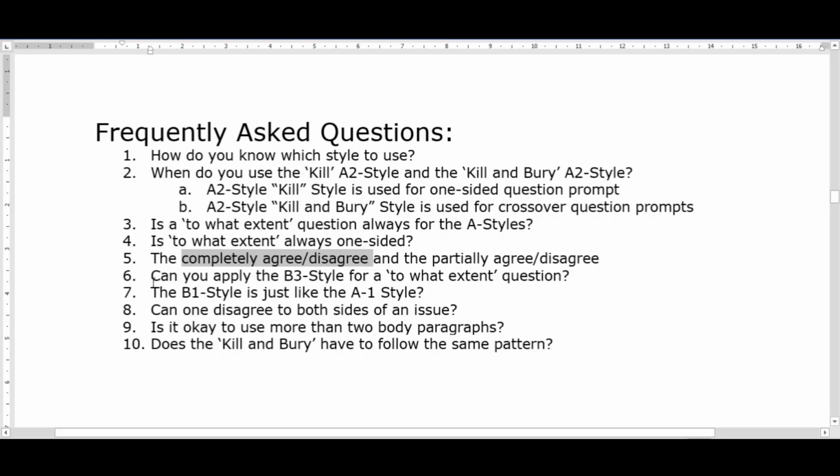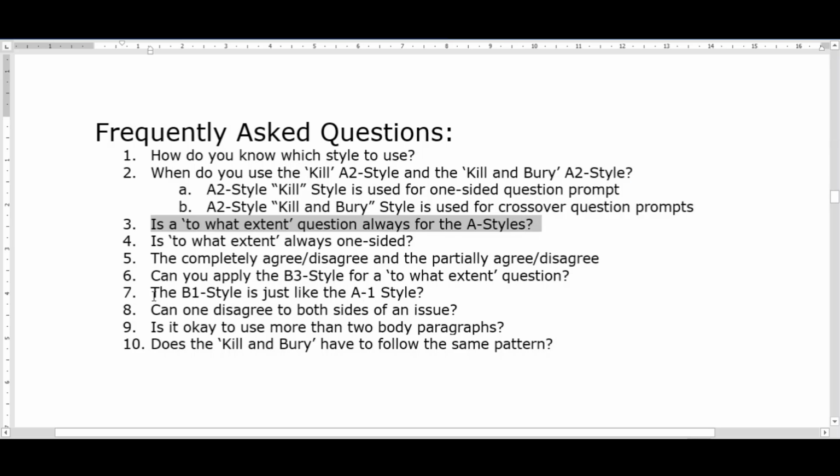Next, question number 6 is, can you apply the B3 style for a to what extent question? So this is kind of related, remember the B3 is the compromise. That one is related to question number 3, which is asking is a to what extent question always for the A styles.